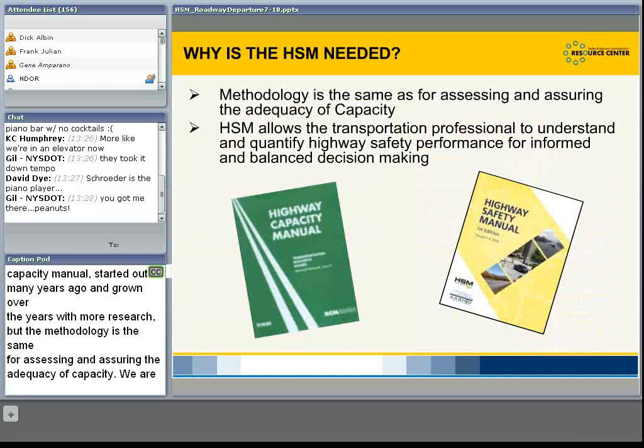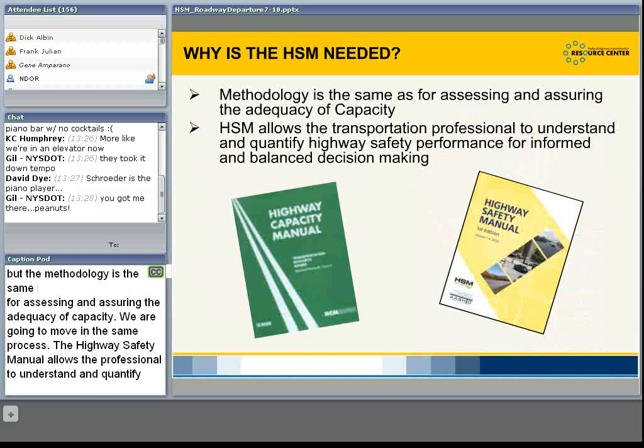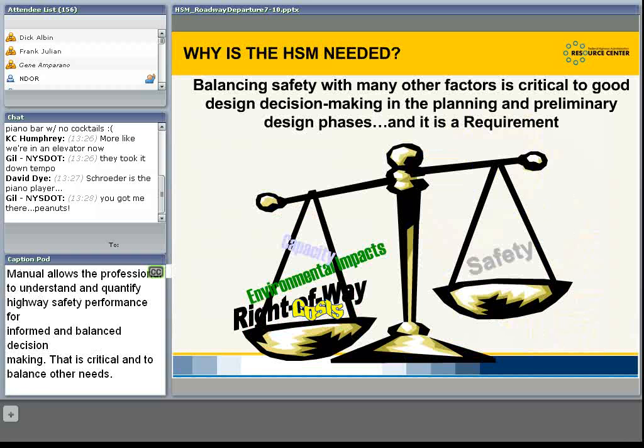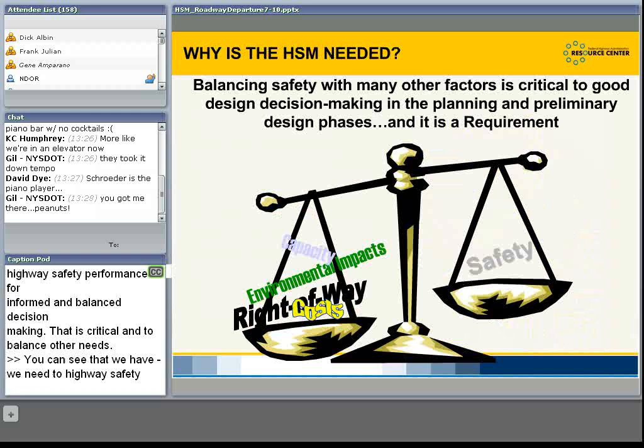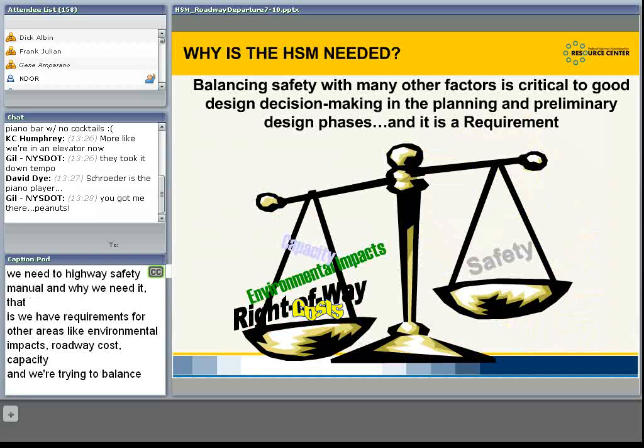The Highway Safety Manual will allow transportation professionals to understand and quantify highway safety performance for informed and balanced decision making. That's critical to where we are today with safety and trying to balance other needs. That leads into our slide on why we need the Highway Safety Manual. We have requirements for all these other areas like environmental impacts, right-of-way cost, and capacity. So we're trying to balance those needs. Well, you need facts. You need to be able to quantify to be able to do that.